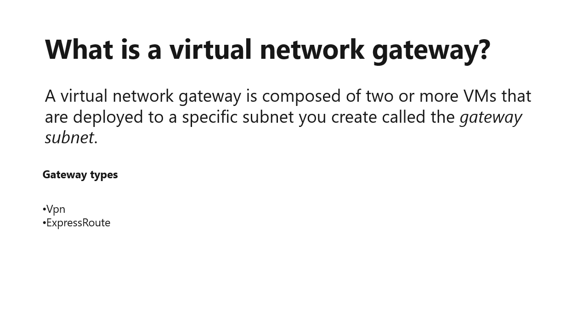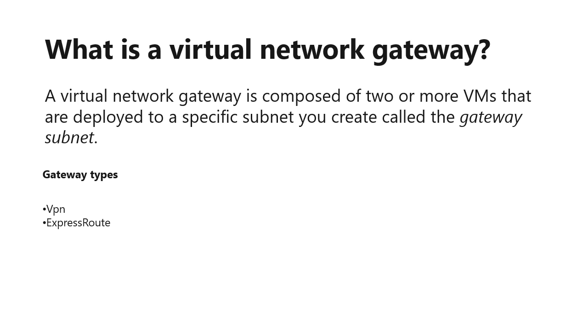So what is a virtual network gateway? In the background, it is composed of two or more VMs based upon what configuration you choose, whether you choose the default, or active, or with BGP. There will be two or more VMs deployed to a specific, dedicated subnet, which we call a gateway subnet, which should have a prefix of at least /27, not more.